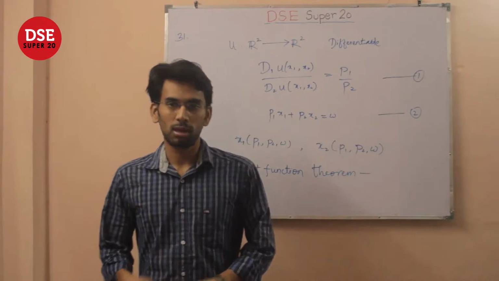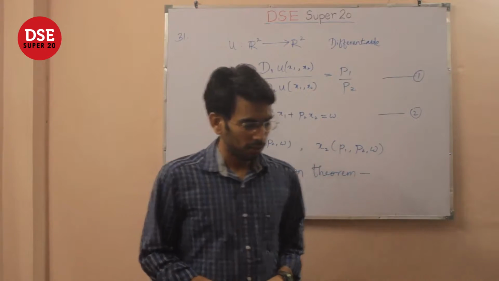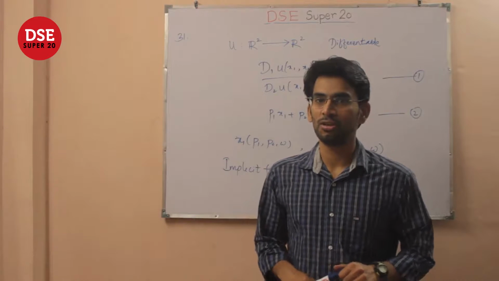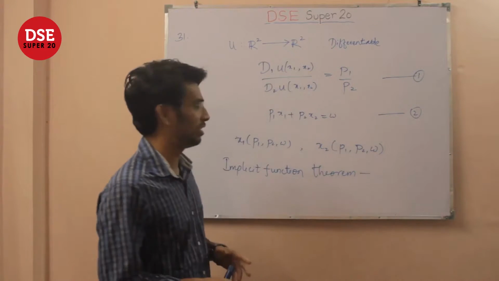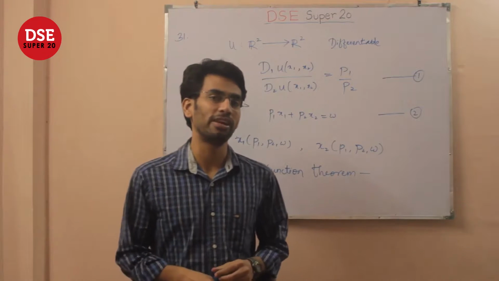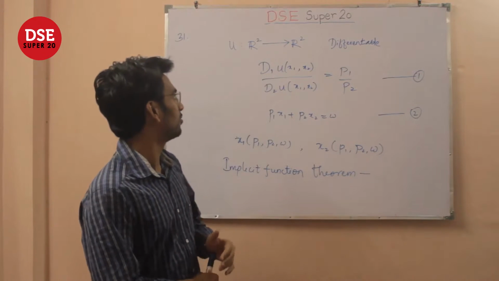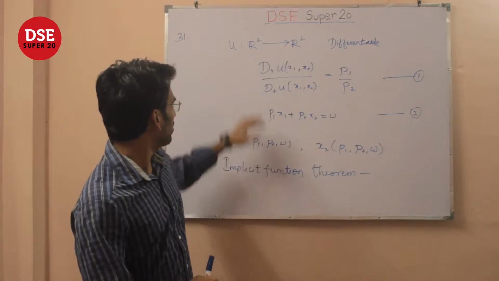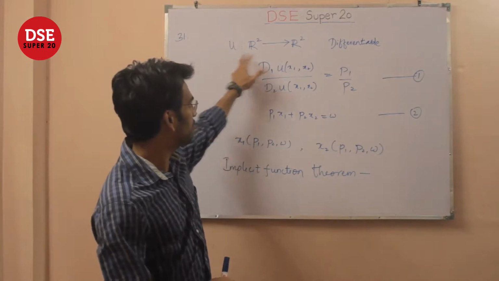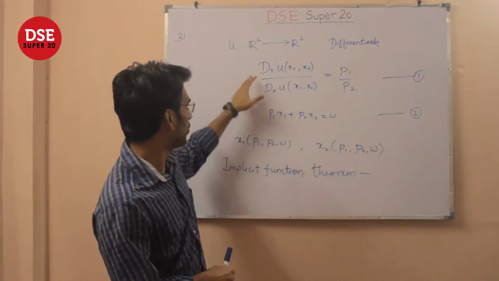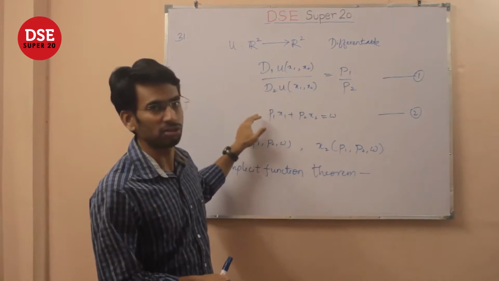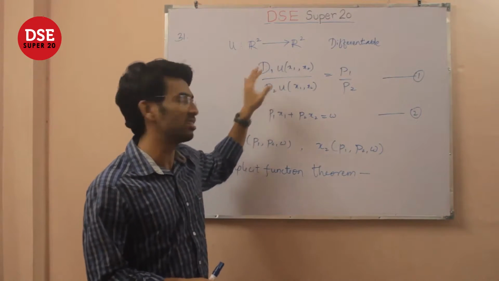Okay, coming to question 31. Well, this is a kind of question to which you either know the answer or you don't. This is not something that you can actually sit and solve in the exam. Well, what we have been given is a function u which is differentiable. This is from R squared to R squared, and it is given with a couple of conditions which the function u satisfies.